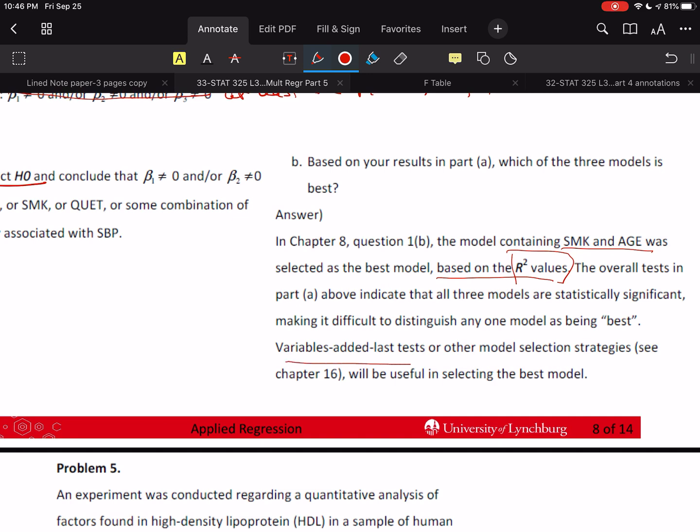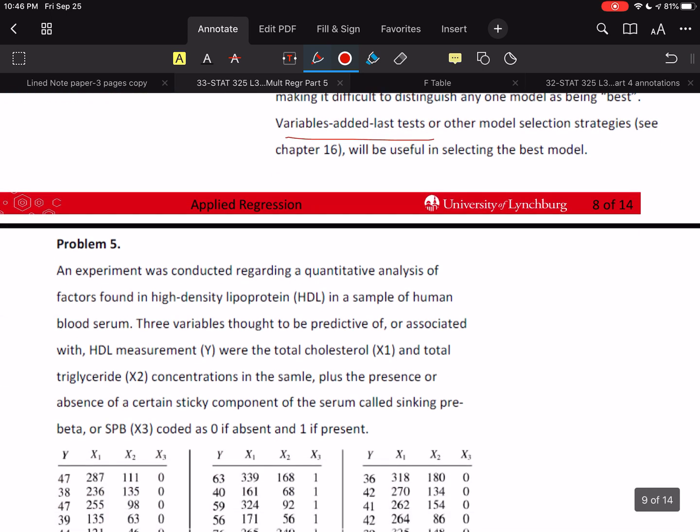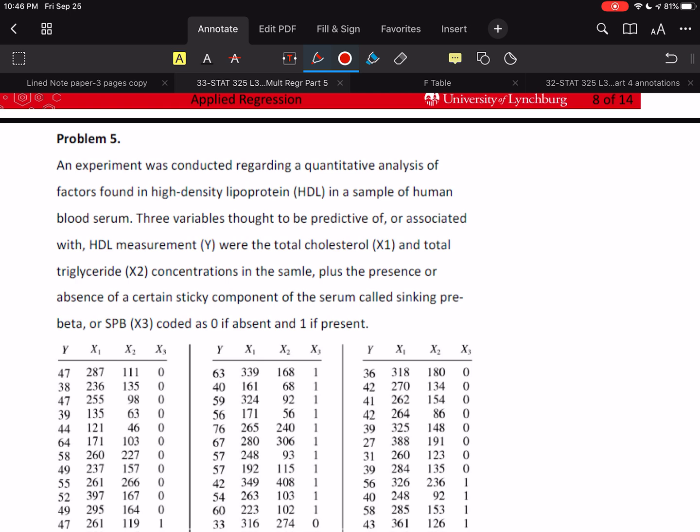And as they said, a variable-added-last test or the other model selection strategies can help us decide which model is best for predicting. You know, that balance of highly significant versus parsimony: as few predictors as possible, and get as much predictive ability as possible.